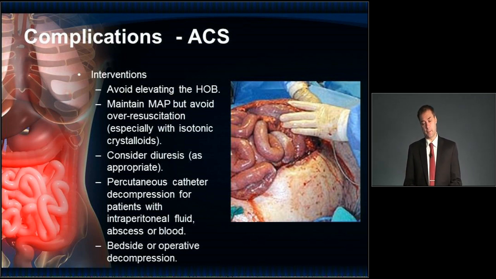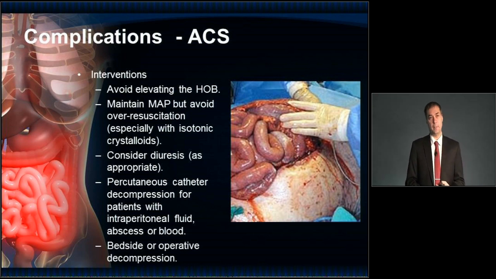Consider diuresis if appropriate. A lot of trauma patients are already hypovolemic, and diuresis may not be appropriate, so it's as appropriate. A percutaneous catheter may be placed through the peritoneum to drain fluid or blood out and release the pressure, and then either a bedside or operative decompression, opening the abdomen and letting everything out.